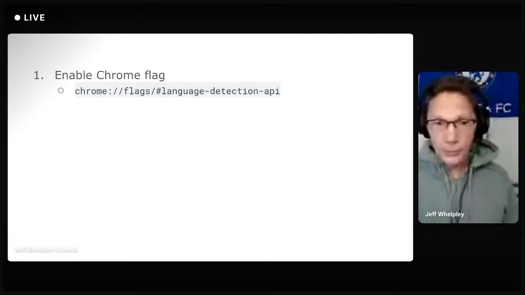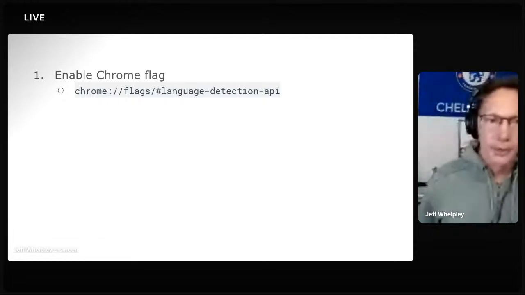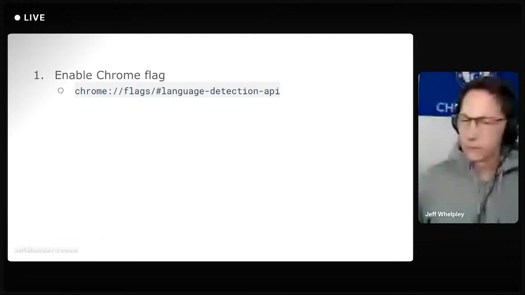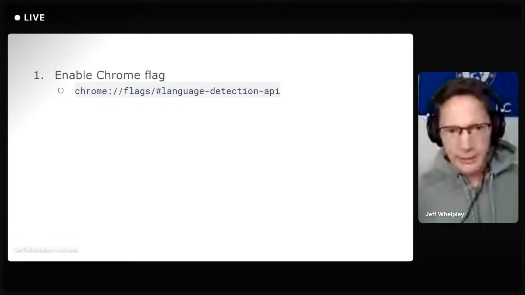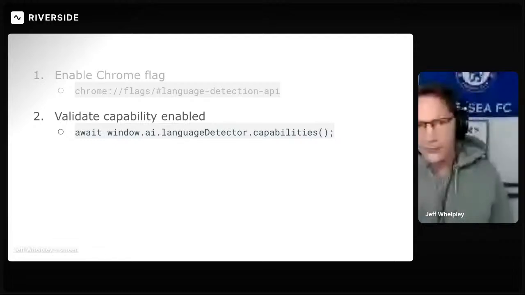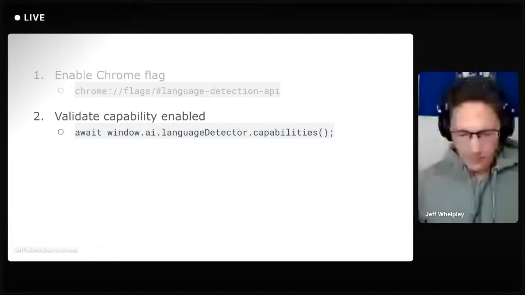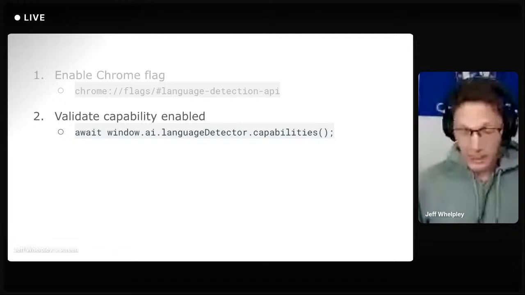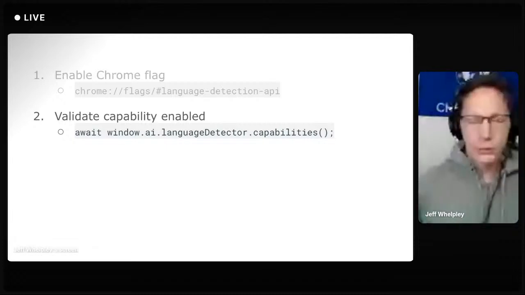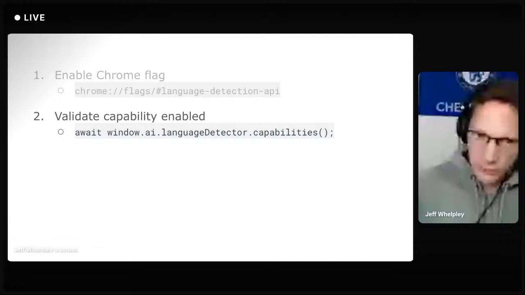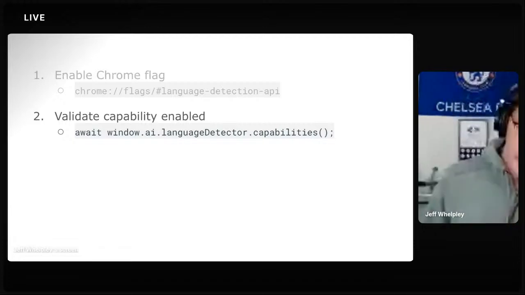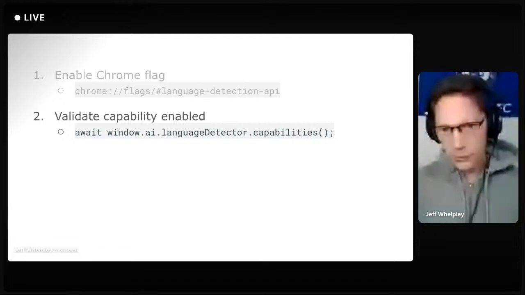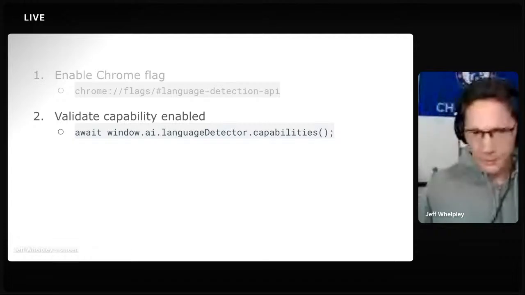And then in your code, once you enable this and restart your browser, you should have access, right on your window at the global level for your web app, to the AI object, which will have all the different models, or rather the APIs, initially. The first thing you can do is validate that it is capable of running this model. When you run this, you'll get some information back to see whether you have enabled it correctly, whether the model has been downloaded yet, etc.